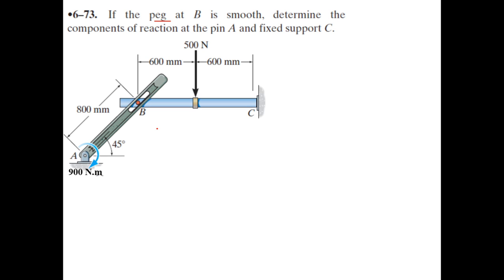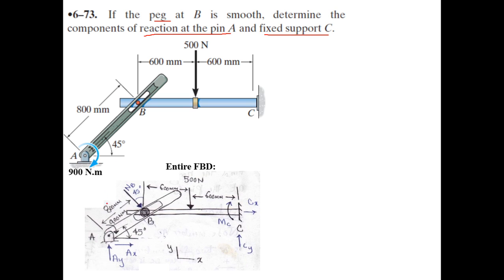So let us try to draw the free body diagram of this entire frame structure and show all the known and unknown forces on it. Please remember that we need to find the reactions at the pin and at the fixed support. So here is the pin, and we have two unknowns here, AX and AY, and this is a fixed support, so we have three unknowns here, CX, CY, and the unknown moment.